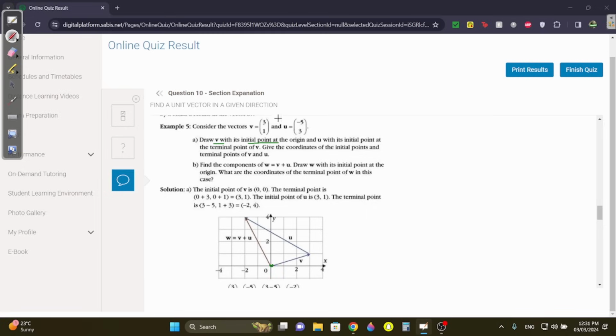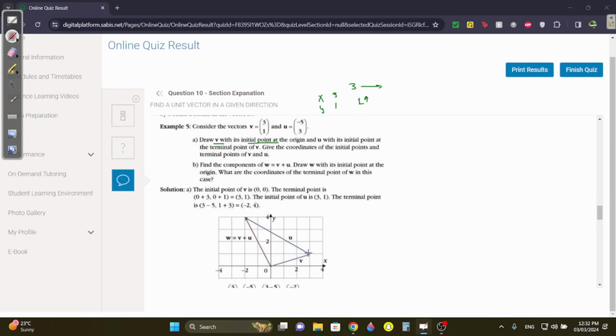It's 3, 1. What does that mean? The x is 3 and the y is 1. So you go 3 to the right and 1 up. So 3 to the right, 1, 2, 3. 1 up, there you go. So this is how you write vector v. You draw it and you put v under it, if it comes written.